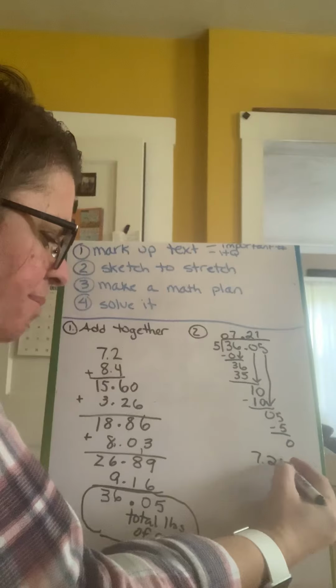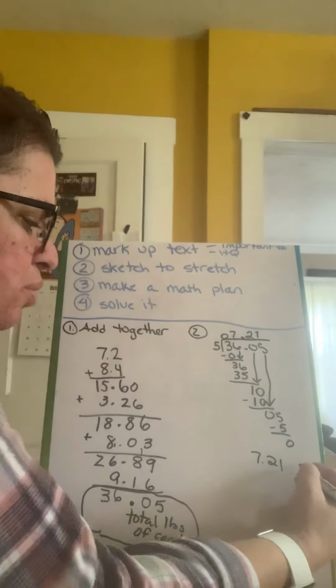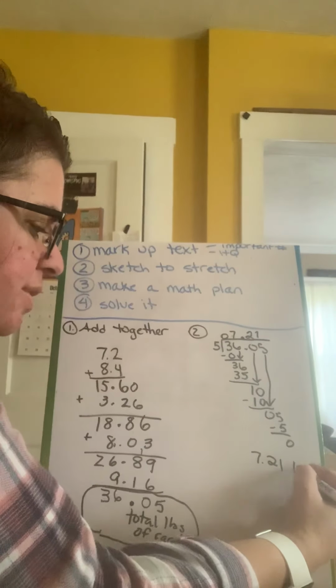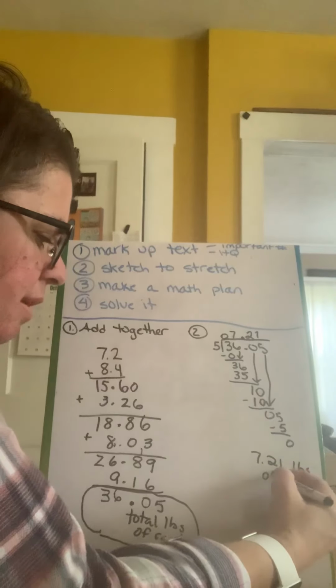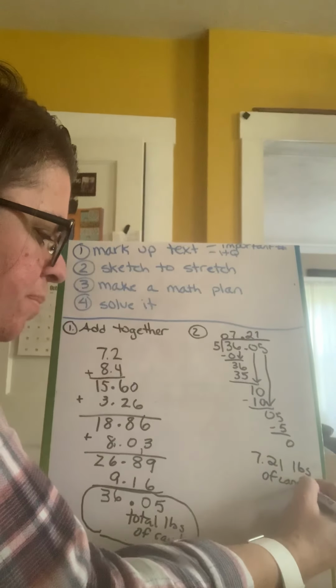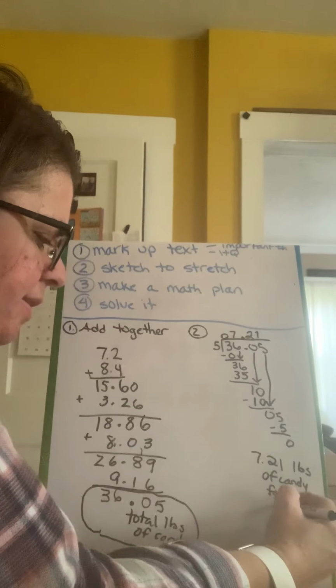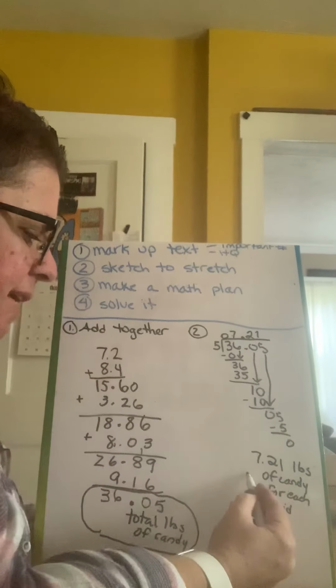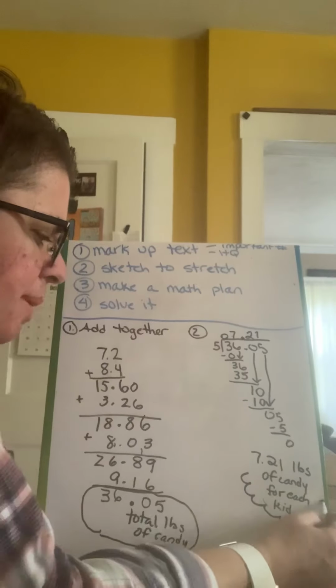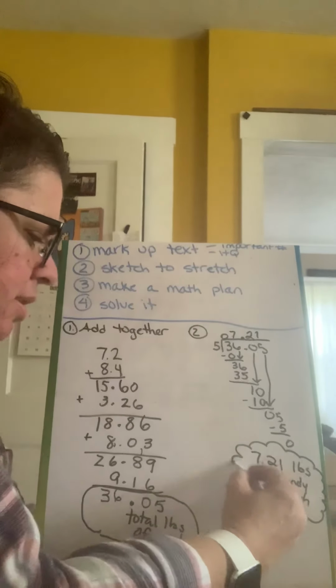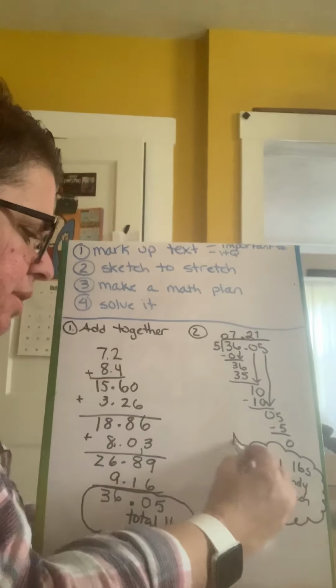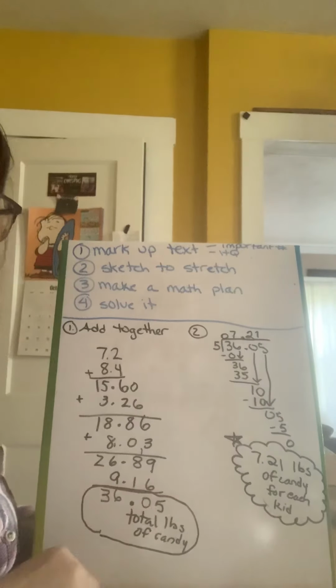What does that number represent? 7.21, or 21/100 pounds of candy for each kid. And that's my final answer, so I'm going to do more of a cloud bubble around it so it stands out. We know that's my final answer. Move a little star so we know.